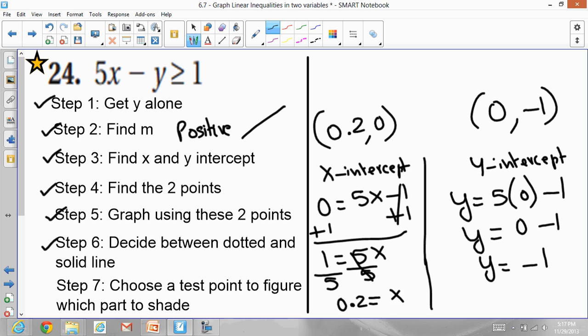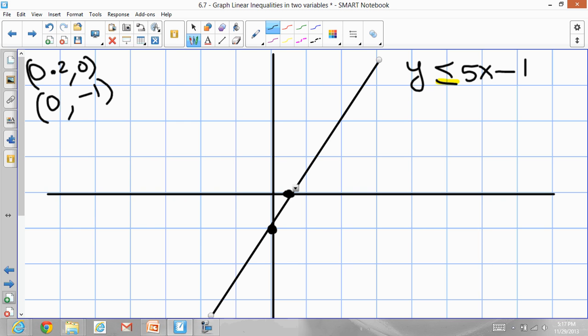Step number 7 is you need to choose a test point to figure out which part to shade. So what I'm going to do is choose a test point. You can either choose a point from this segment, or you can choose a point from the other segment of the line. Do not take a point that falls exactly on your graph. So let me choose a test point. I'm going to choose a test point of, say, 0 and 1.